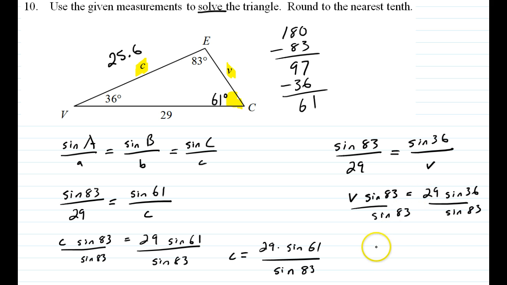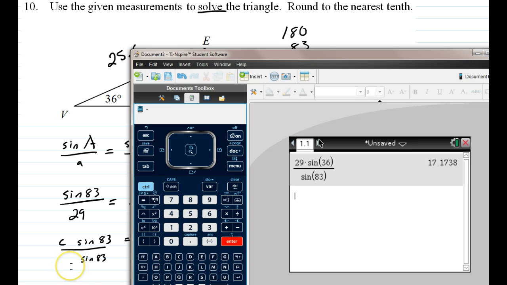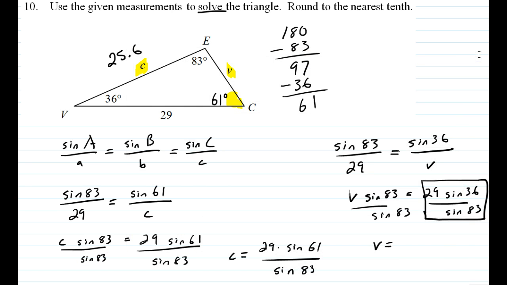And so V is going to equal this into my calculator. And let's see what that does. Alright, so when we plug that in, we get 17.17. So that's going to round to 17.2. So that gives us 17.2.